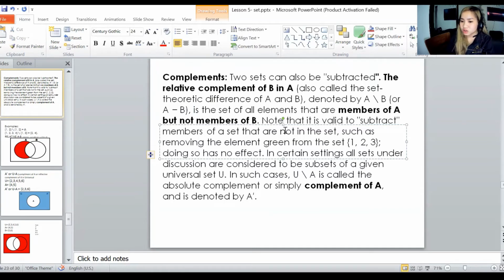Note that it is valid to subtract members of a set that are not in the set, such as removing the element queen from the set 1, 2, 3. Doing so has no effect. In certain settings, all sets under discussion are considered to be subsets of a given universal set U. In such cases, it is called the absolute complement or simply complement of A, and is denoted by A with an apostrophe. Kung nakita niyo yung A tapos may apostrophe, magbe-base tayo dun sa universal kasi wala siyang kapartner na set.